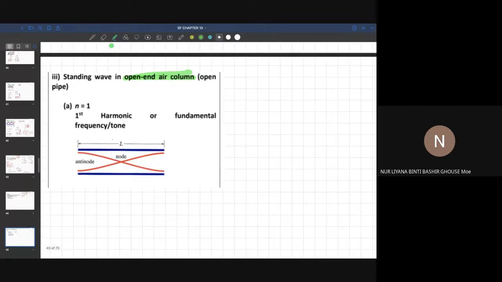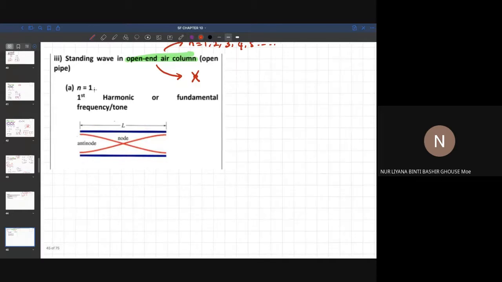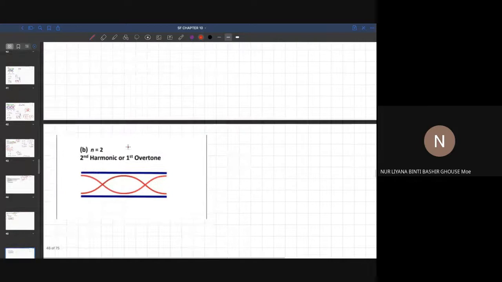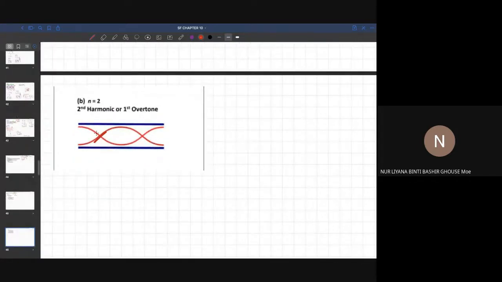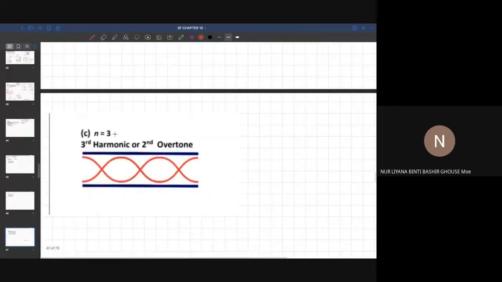So, bila dua-dua belah terbuka, N kita is normal. So, N kita adalah 1, 2, 3, 4, 5 dan seterusnya. Dan untuk open air column, kita akan guna bentuk X. Okay, apa maksud Miss X? So bila N kita equals to 1, dia akan ada 1 X. Bila N kita equals to 2, dia akan ada 2. Bila N kita equals to 3, dia akan ada 3.